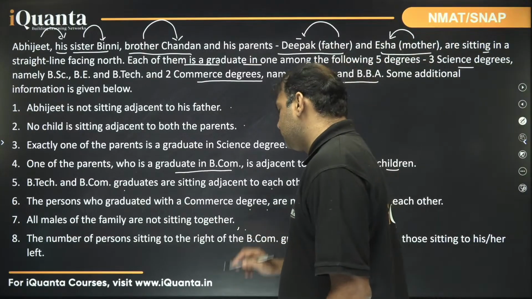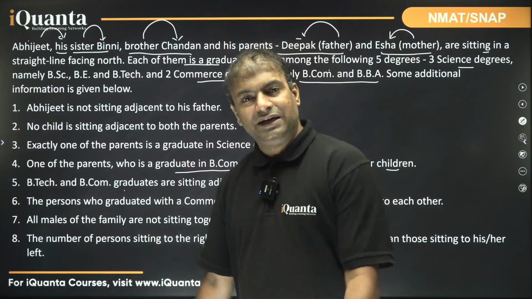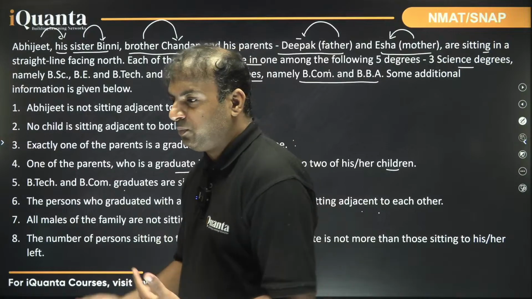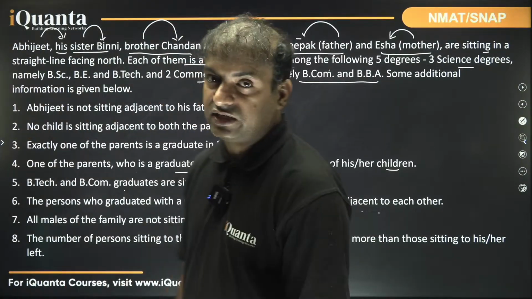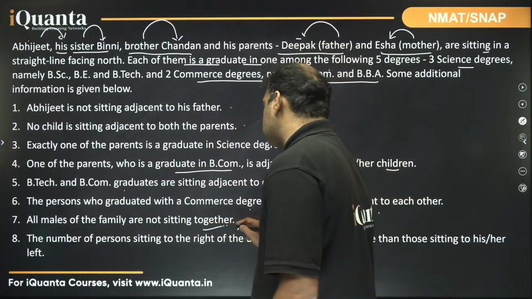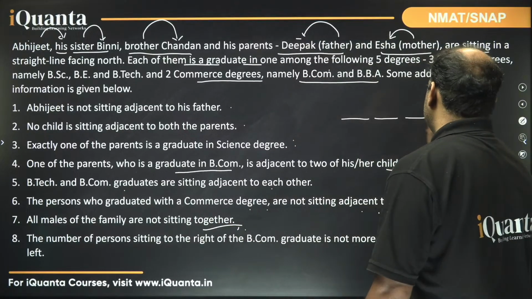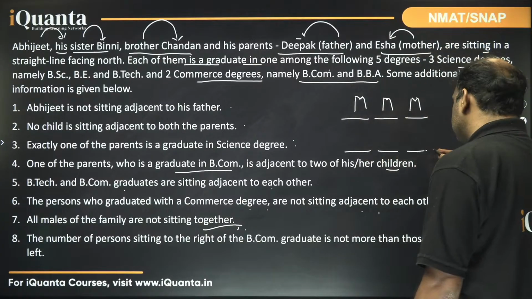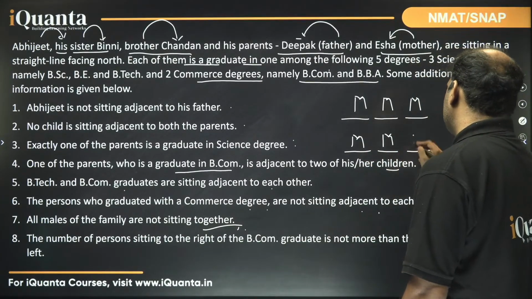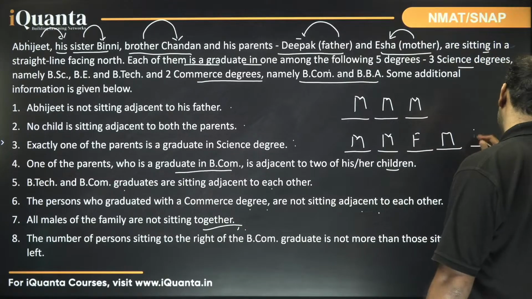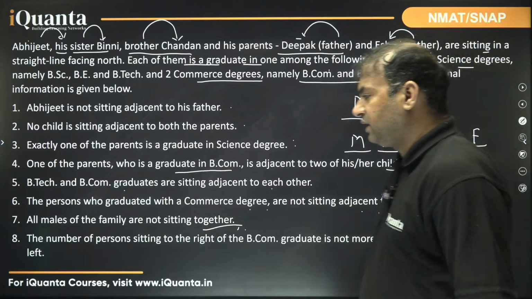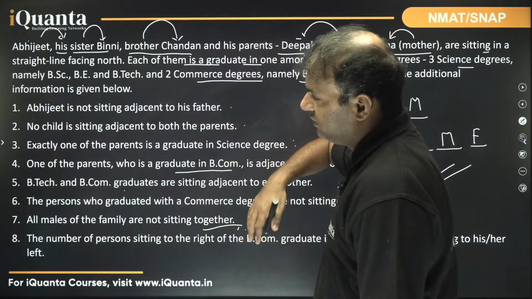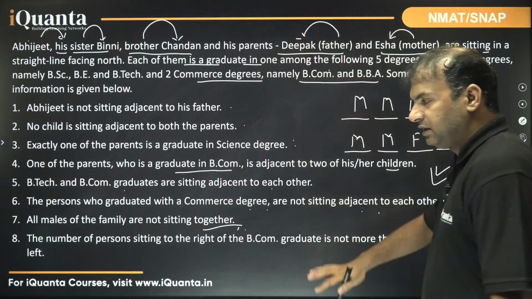All males are not sitting together. What is the meaning of this, guys? That all the males should not be together. 2 males can be together, but not all the males can be together. This is also a point where I have seen that a lot of students get confused. They are trying to say that all the males should not be together. That means all 3 together is not possible, right? If 2 males are together, alright, and there is 1 female, then there is a male, then female, this is still fine. 2 males can be together, but all the males should not be together, right? Since we have 3 males, that's why I'm saying this. Abhijit is a male, Chandan is a male, and Deepak is a male, alright?